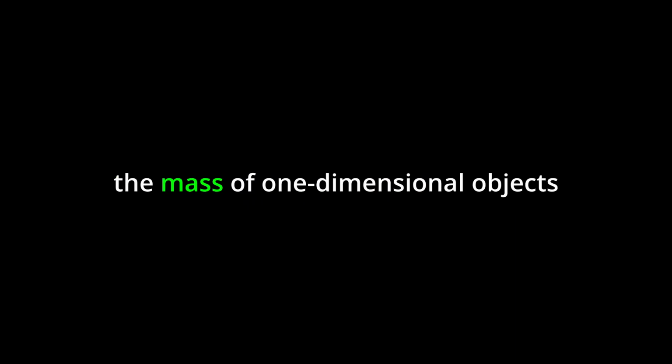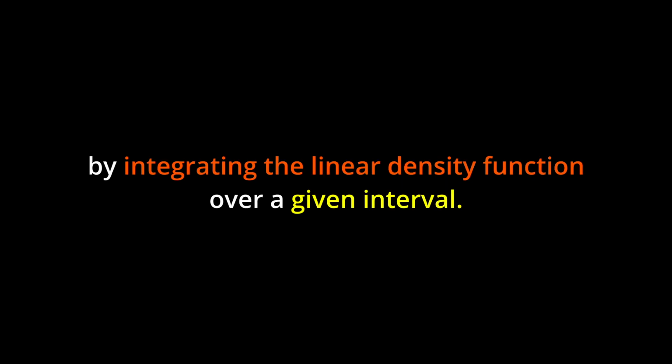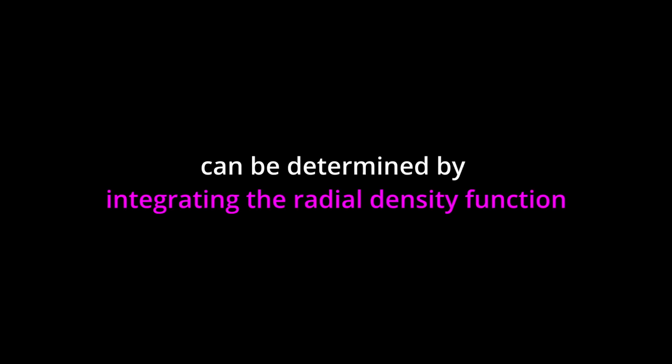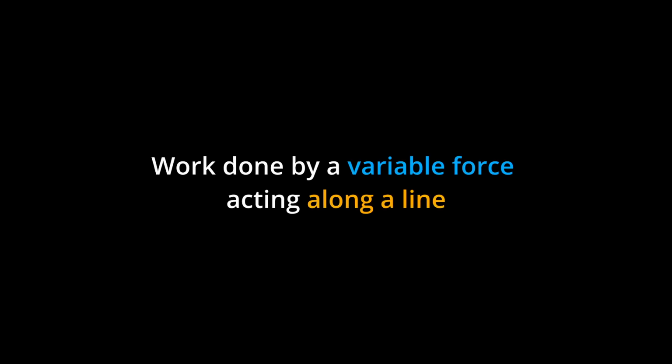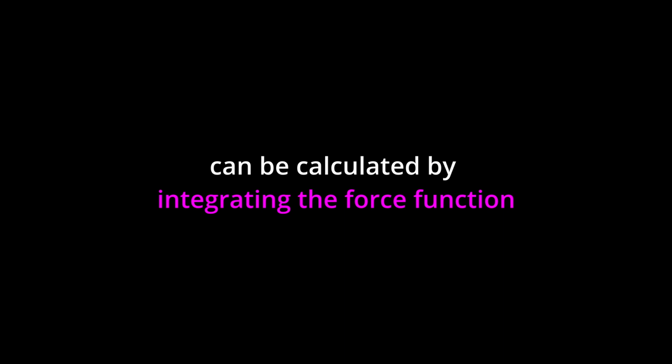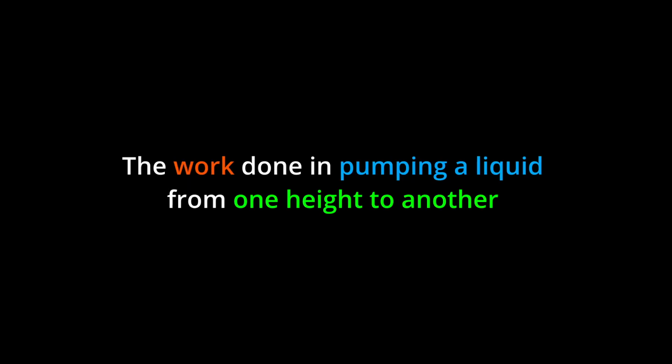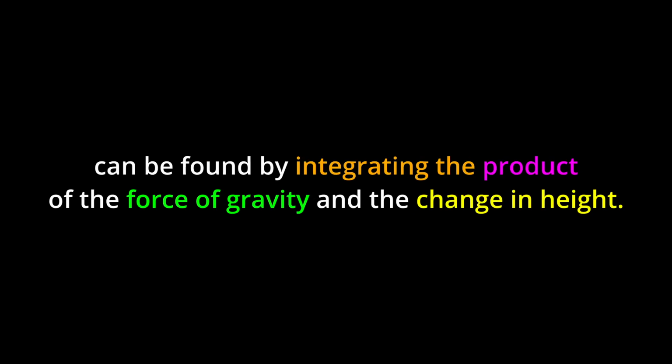Key points. Integration can be used to calculate the mass of one-dimensional objects by integrating the linear density function over a given interval. The mass of a two-dimensional circular object can be determined by integrating the radial density function over the area of the object. Work done by a variable force acting along a line can be calculated by integrating the force function over the distance traveled. The work done in pumping a liquid from one height to another can be found by integrating the product of the force of gravity and the change in height.